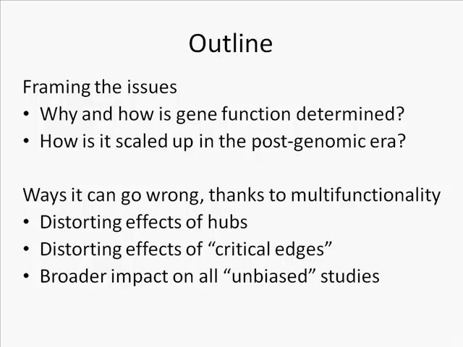So the outline of my talk is as follows. I'm going to first frame the issues and how gene networks are used, in particular in the context of gene function and how it's been scaled up in the post-genomic era. And I'm going to talk about these problems that the title refers to, which is all due to what we call gene multifunctionality. And so there's two main stories and then a shorter one on the distorting effects of hubs in gene networks. Another is the distorting effects of critical edges, and I'll of course explain what I mean by that. And I'll mention briefly the broader impact on what people often like to call unbiased studies, where we think there's actually substantial bias that can be uncovered.